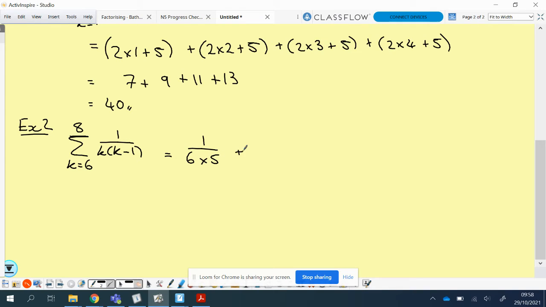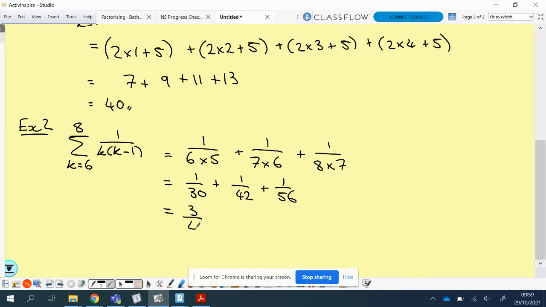Plus, then put 7 into it, 1 over 7 times 6. Plus 1 over, put 8 into it, 8 times 7. That gives you the fractions 1 over 30 plus 1 over 42 plus 1 over 56. And adding them up and simplifying, you would get 3 over 40. So that would be the sum of that function there. So there's a couple of examples there.